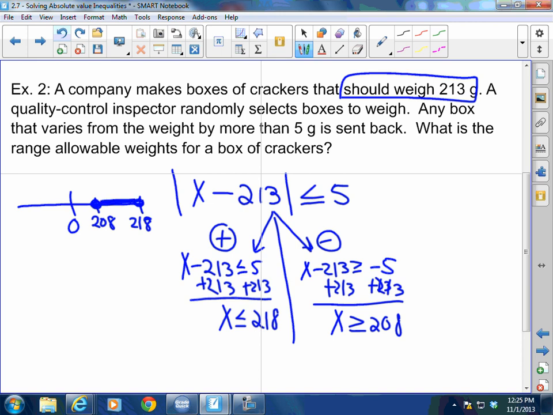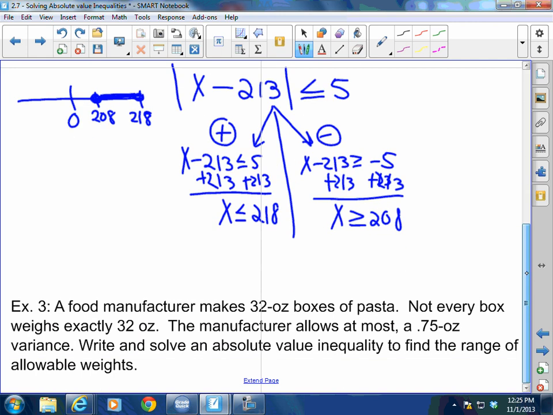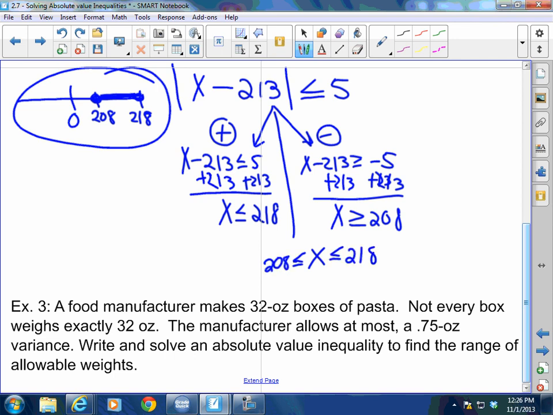Does that make sense, guys? It's really simple, isn't it? As long as you just know the formula. Yeah, this would be an AND graph. So this would be a single inequality. It's got to be greater than or equal to 208, but less than or equal to 218. Very good. Okay, how about here?